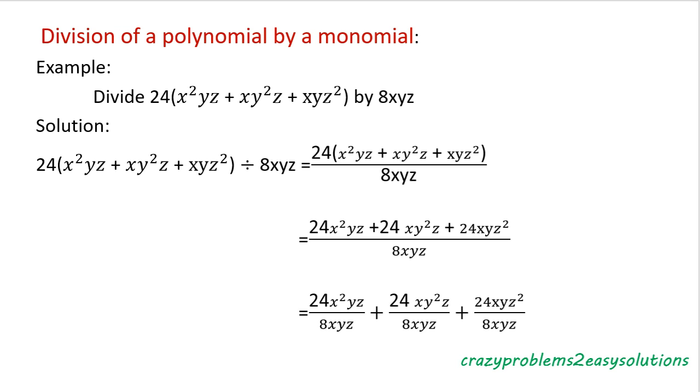Then look at the second step: 24 into x square y z plus 24 into x y square z plus 24 into x y z whole square divided by 8 x y z. Here the denominator is common for the three terms of the numerator, so we have to write it separately in the denominator. Now we write 24 x square y z divided by 8 x y z plus 24 x y square z divided by 8 x y z plus 24 x y z whole square divided by 8 x y z.